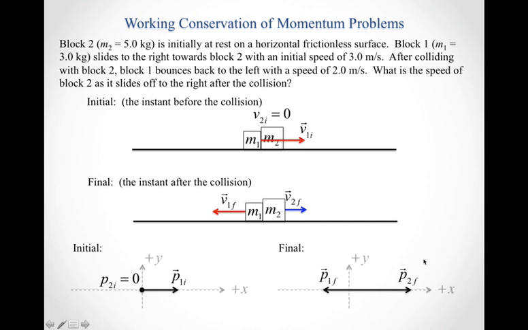I can pick a coordinate system. The simplest coordinate system to pick is probably the one that I usually use, with positive x pointing to the right and positive y pointing up. But what I recognize here is that all my vectors lie along that x coordinate, so this is really a one-dimensional problem.